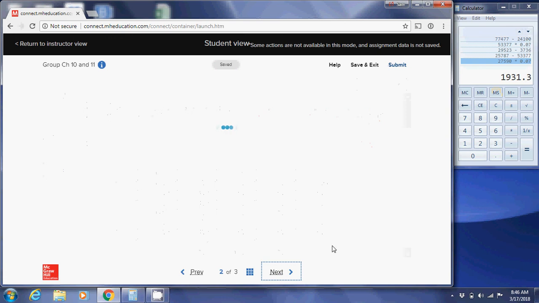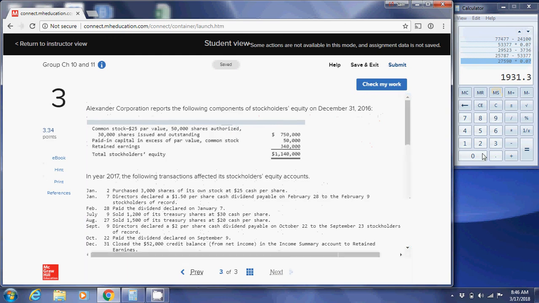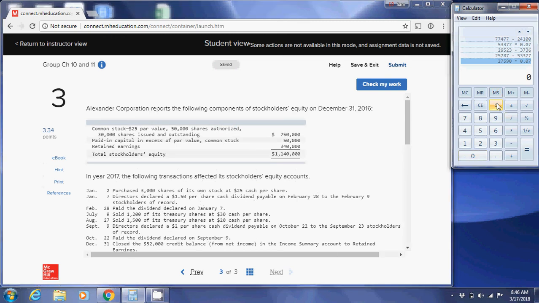All right, so we'll go on to our last problem, and we've moved into chapter 11 at this point, talking about the corporate form of organization and some of the transactions that happen here. Remember, in the corporate form of organization, we're dealing with stock issuances. Sometimes we can have stock splits. We can declare dividends to our shareholders, and we can buy our own stock back off of the open market, which is called treasury stock.